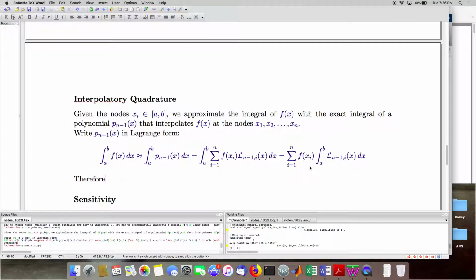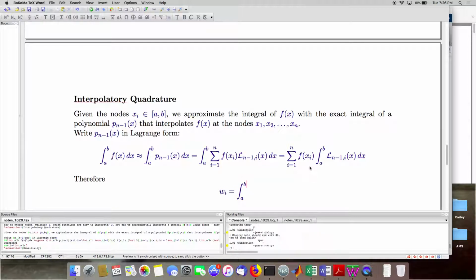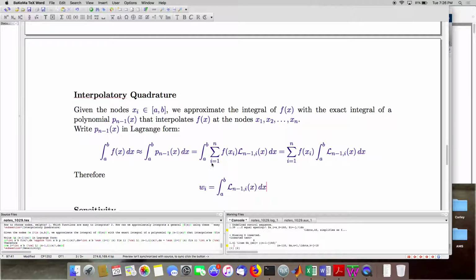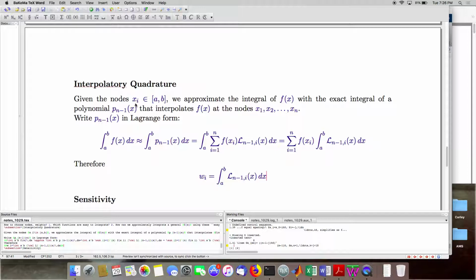So therefore, w_i is the integral from a to b of the ith Lagrange polynomial of degree n minus 1. So in other words, with interpolatory quadrature, once the nodes are chosen, we have the weights. And they come from the integrals of Lagrange polynomials.